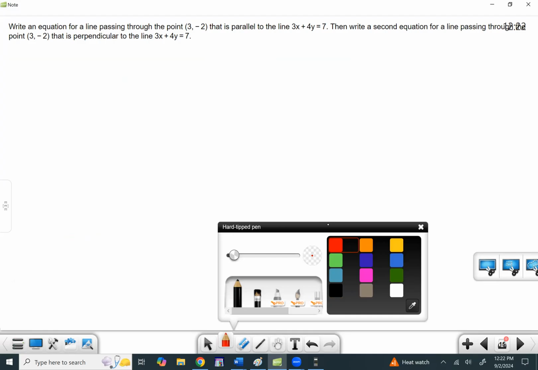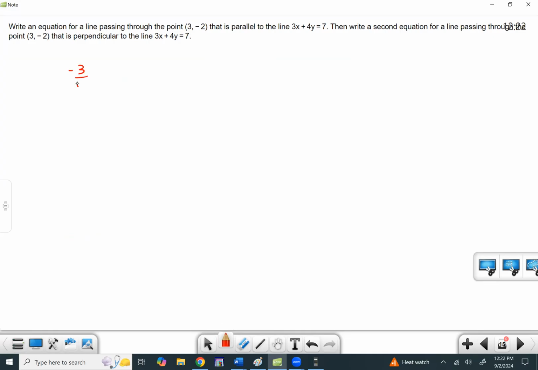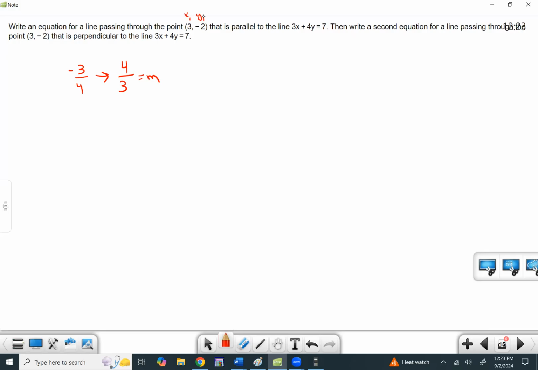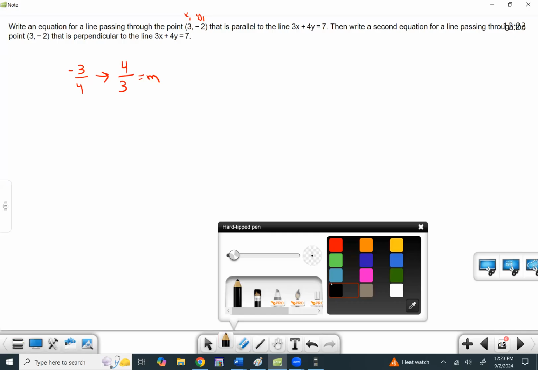Remember that our slope was -3/4. For parallel lines, you keep it the same. But for perpendicular, you have to flip it and change the sign. So instead of 3/4, it's 4/3, and instead of negative, it's going to be positive. So that's the m that we're going to use. We're still going to use this x1 and this y1, the same formula.